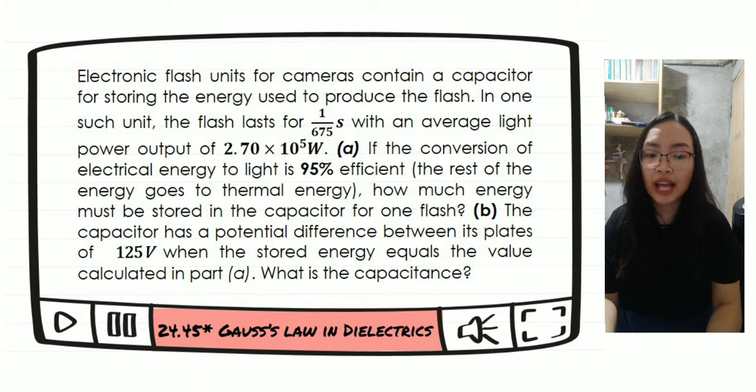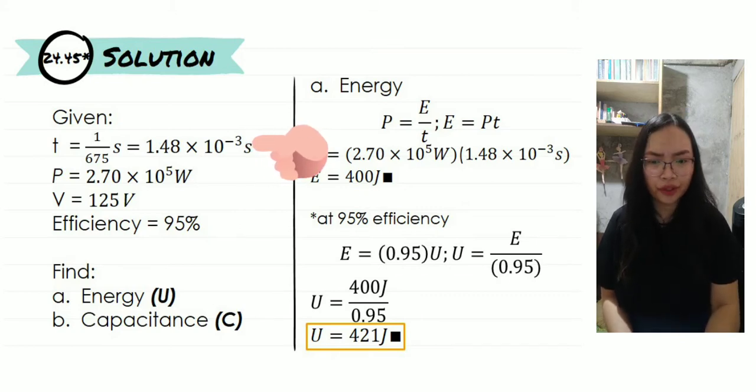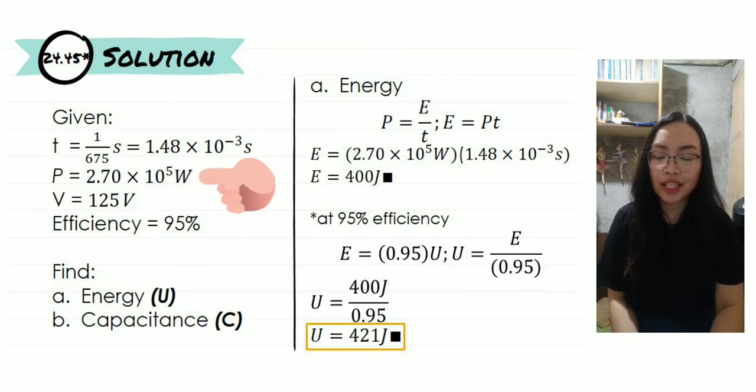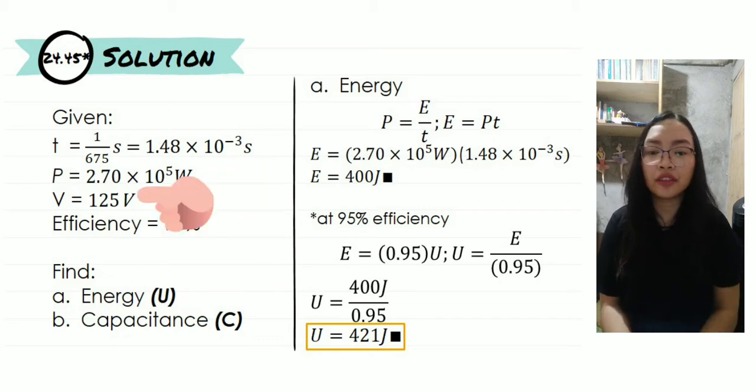Part B, The capacitor has a potential difference between its plates of 125 volts when the stored energy equals the value calculated in part A. What is the capacitance? So, just like the first problem, we need to enumerate the given. So we have the time, which is equal to 1 over 675 seconds, or it can also be written as 1.48 times 10 to the negative 3 seconds. We also have the power, which is equal to 2.70 times 10 to the 5th watts. And lastly, we have the voltage, which is equal to 125 volts.